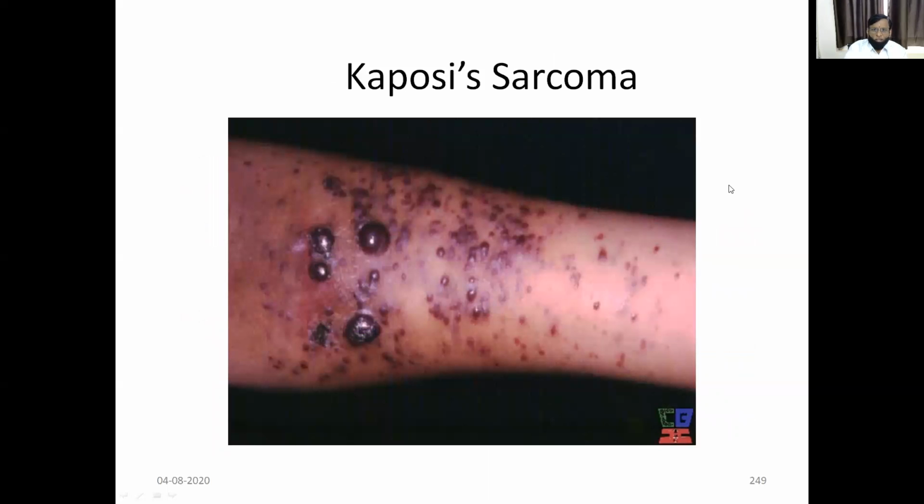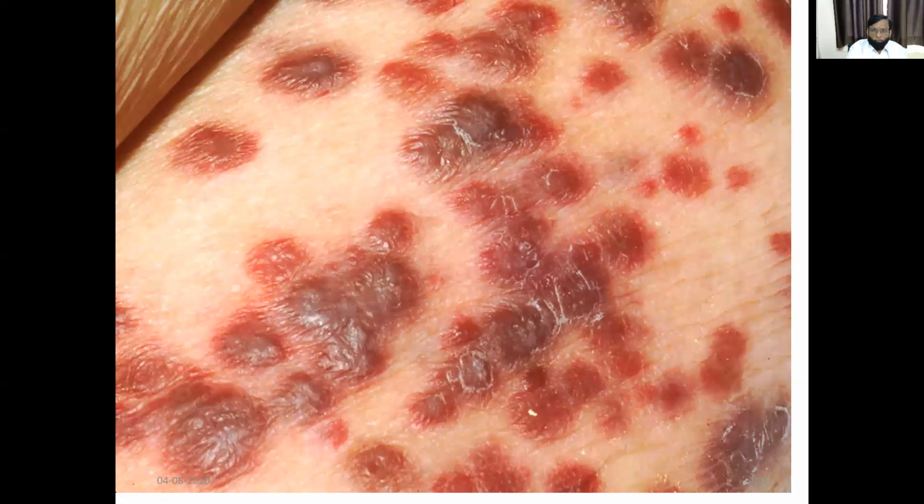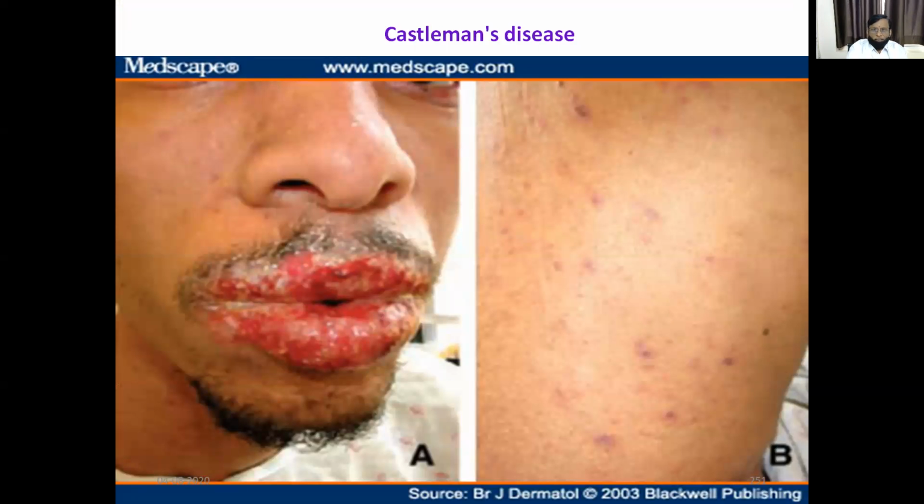This is Kaposi sarcoma. You can see the appearance of the skin cancer, mainly seen in HIV patients. This is Castleman's disease. Inflammation of the lips followed by rash on the skin.